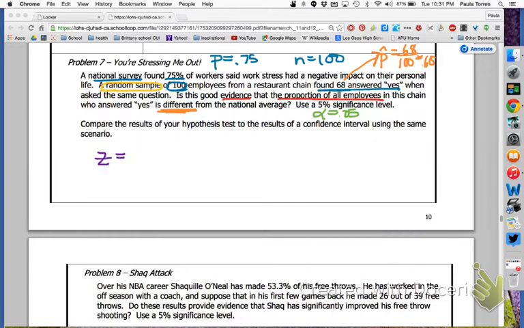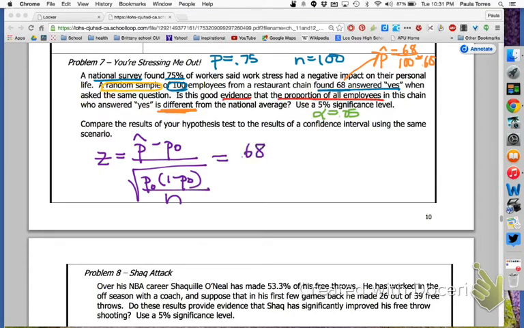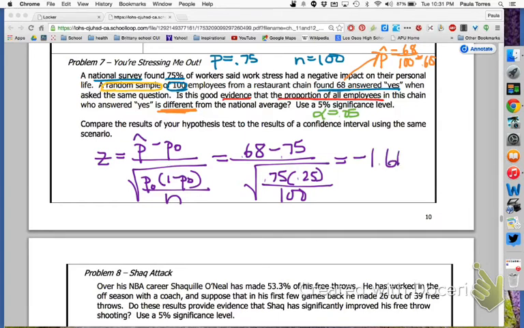So remember, my formula is sample minus the claim over the standard deviation of the claim. That's why we're using the naught. And so when I plug in 0.68 minus 0.75 over the square root of 0.75 times 0.25 over 100, which equals negative 1.617. Now remember, this is a z, so I can now go look up in my z chart.